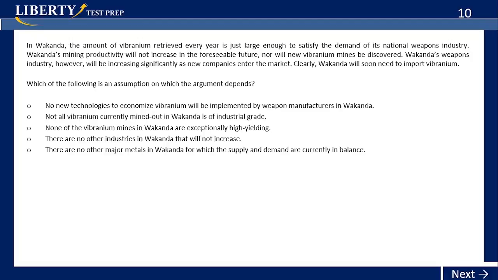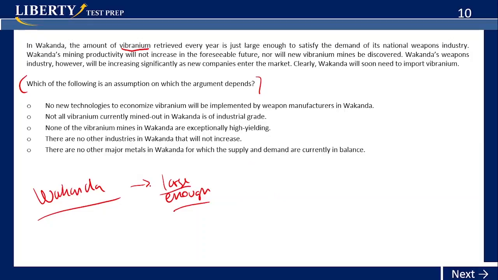Okay, so here we need to do some kind of pre-thinking. We already know the question is about the assumption. So let's say you have Wakanda. That's a fictional country, and they have this vibranium, which is apparently a metal that they mine. They say right now the production of vibranium is just large enough to satisfy its weapons industry. So just large enough. They don't have an oversupply or an overstock of vibranium. They basically spend all the vibranium they retrieve.